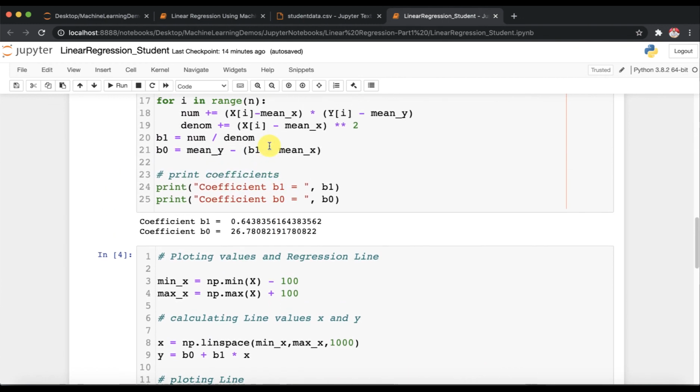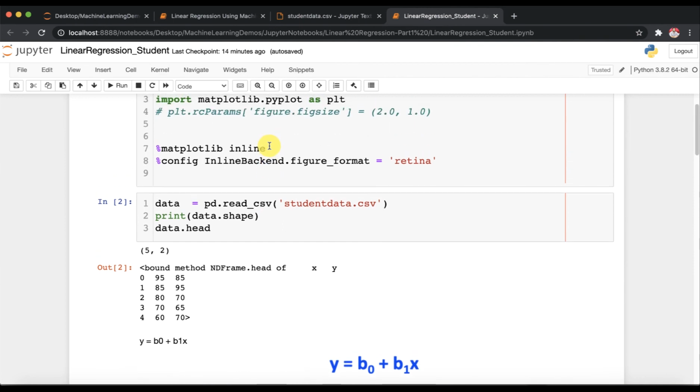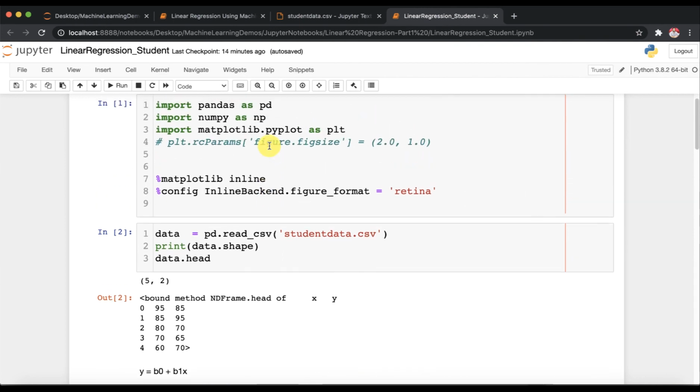So now I hope you are able to answer the question of how you are going to plot the regression line and how you are going to predict the values based on x, right?